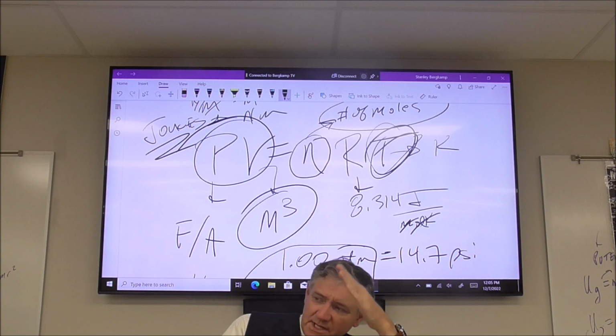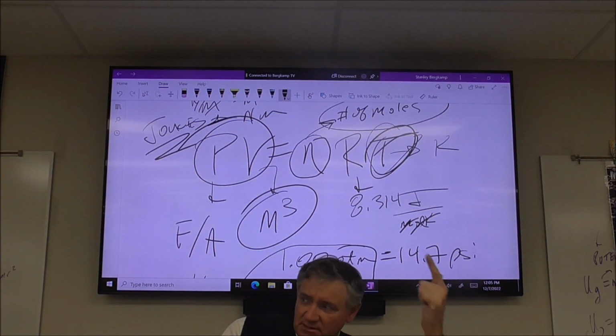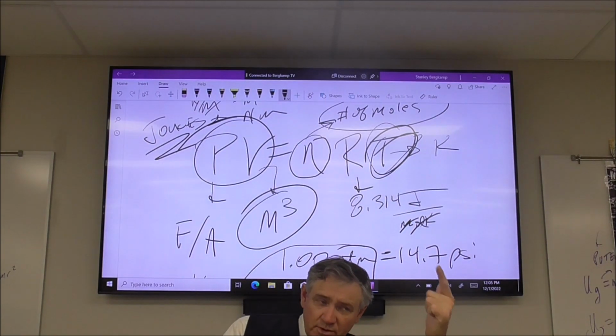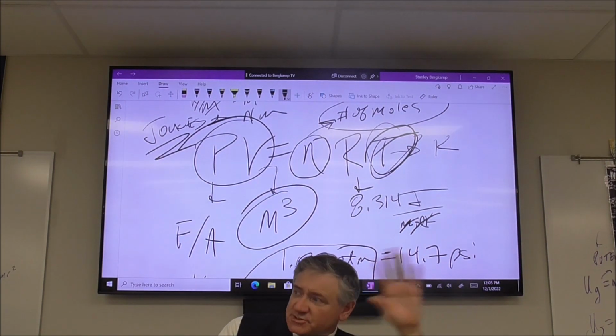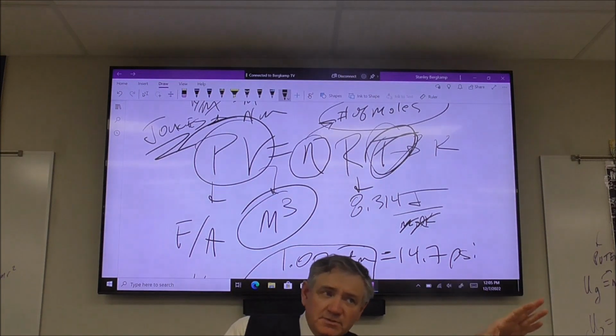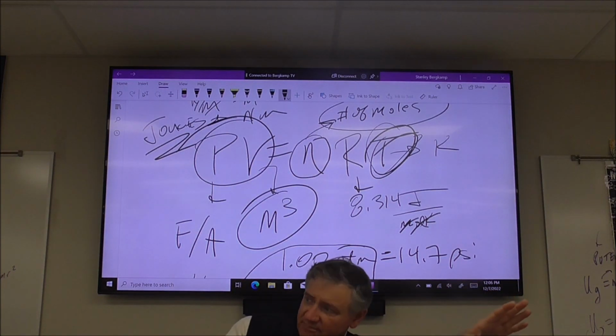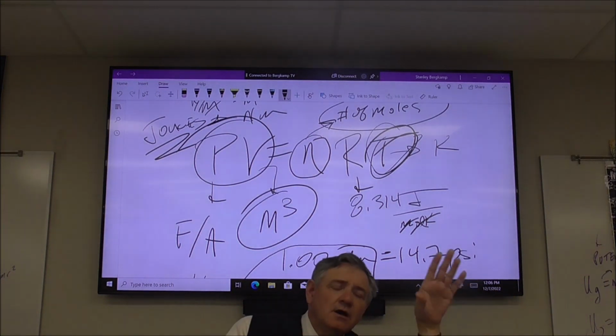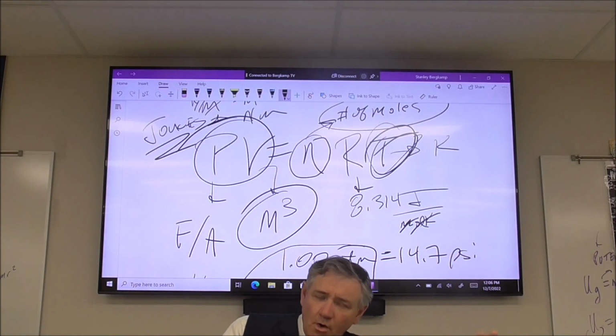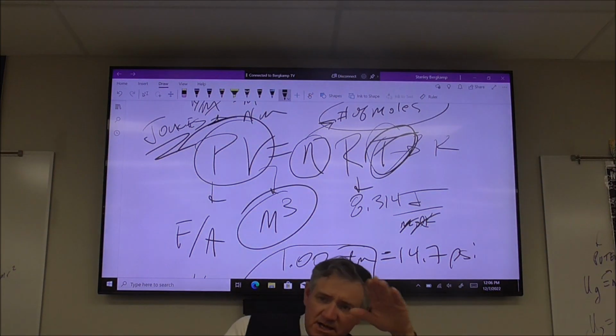So every temperature has to be in Kelvin. You cannot work in Fahrenheit, you cannot work in Celsius. Whenever you are working with gas laws, pressure can be in different things, volume can be in different things, R has different values depending upon the units. But the temperature always, without fail, has to be in Kelvin.